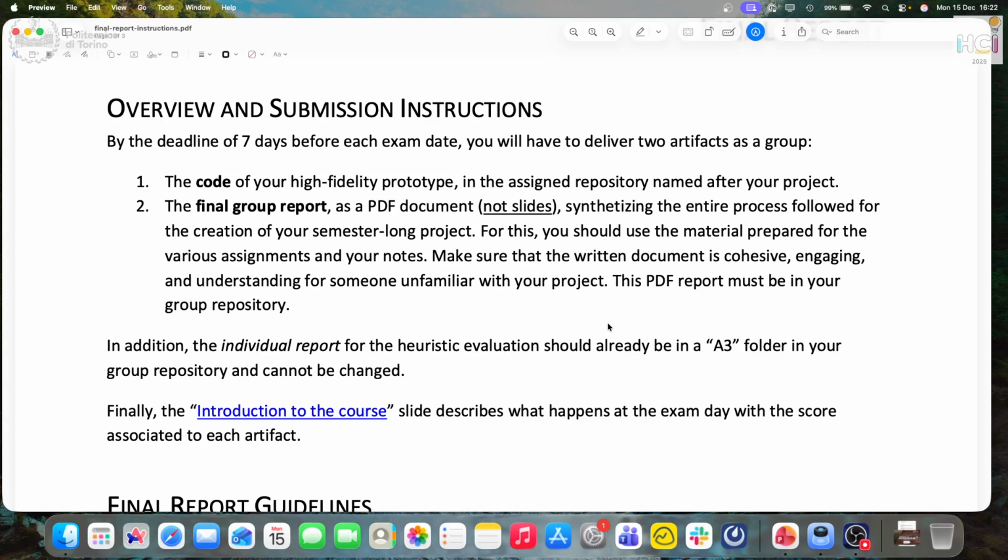You can use the material you prepared in the assignments, you have that, and your notes, and make sure that the document is cohesive, engaging, and understandable for someone unfamiliar with your project, even if the person grading it is familiar with your project.